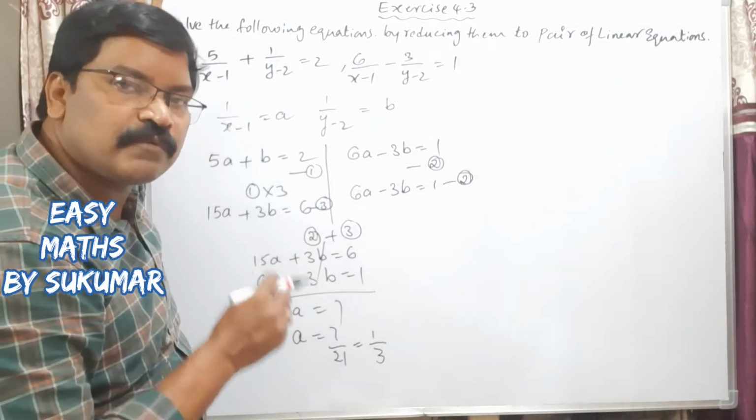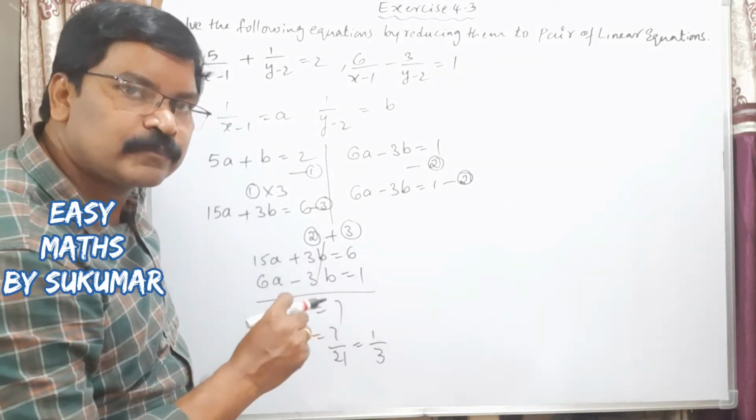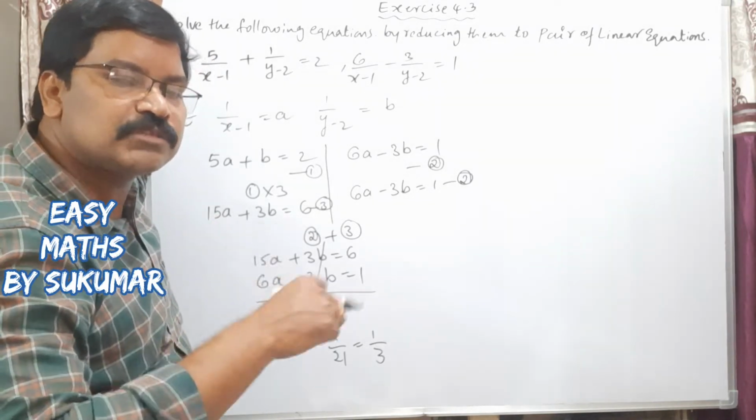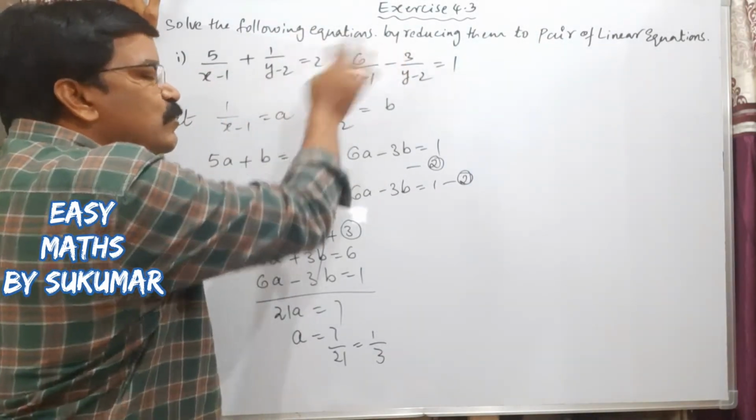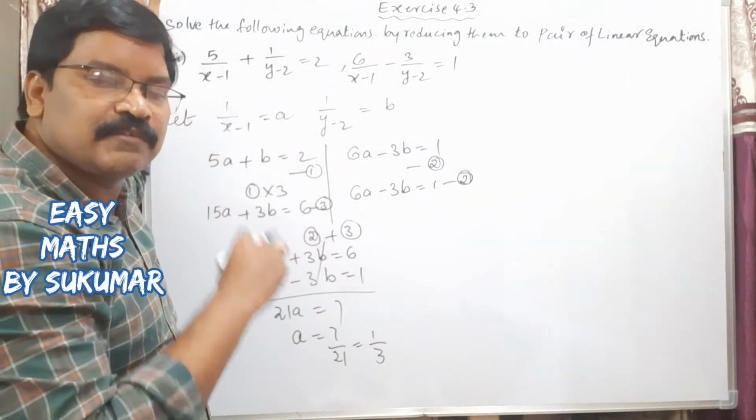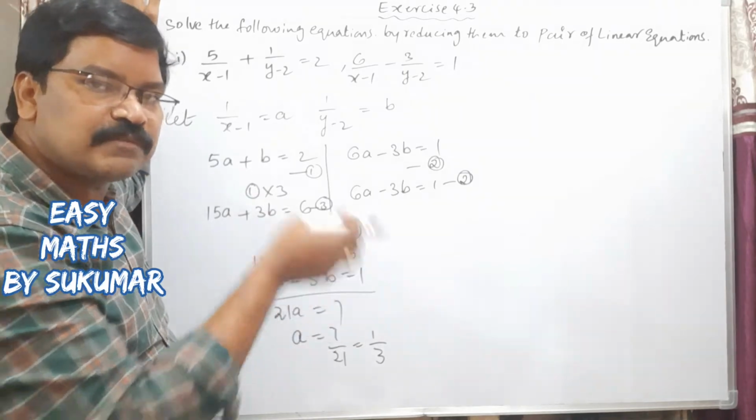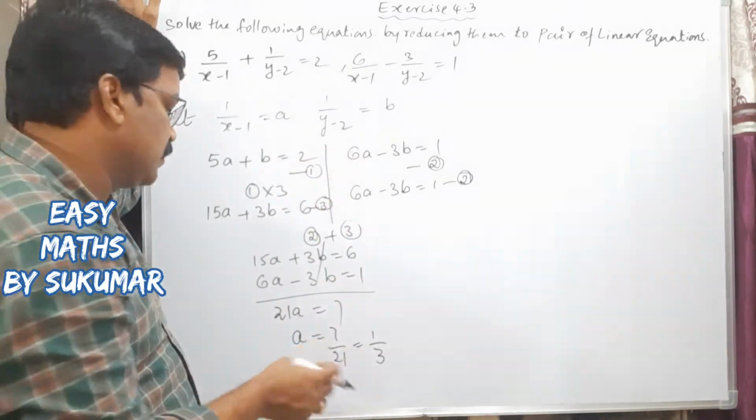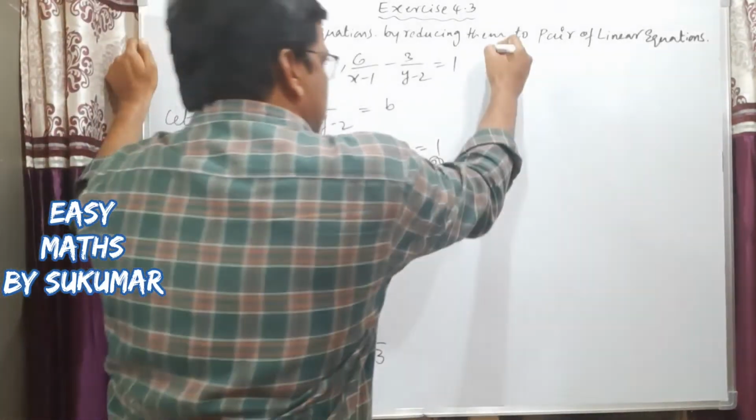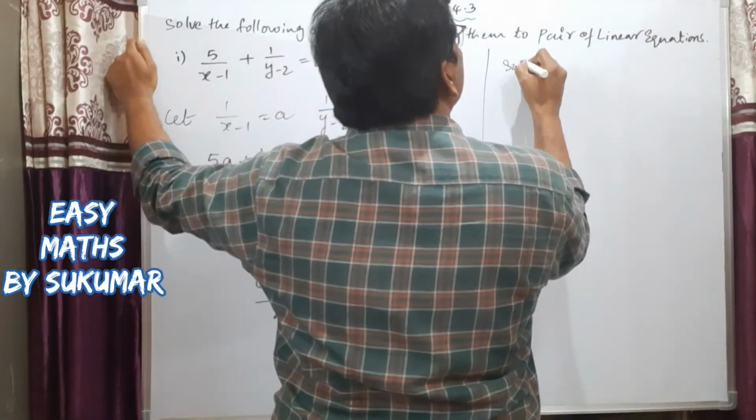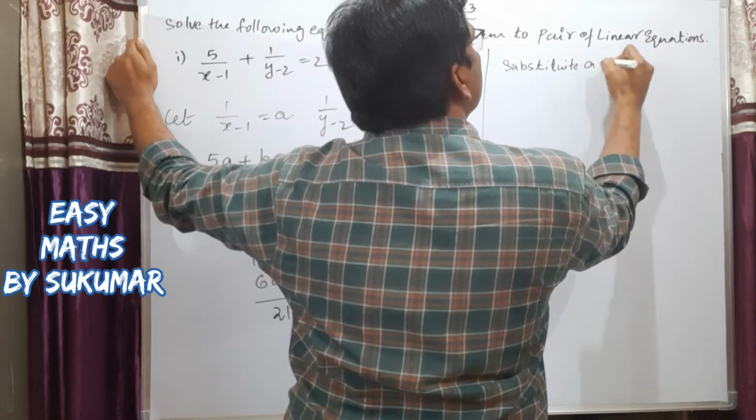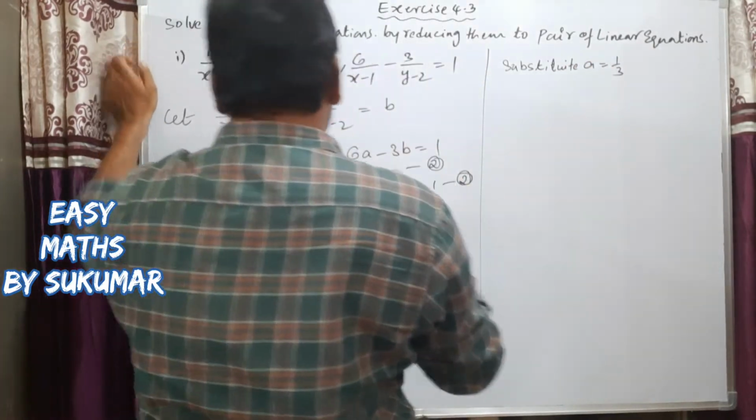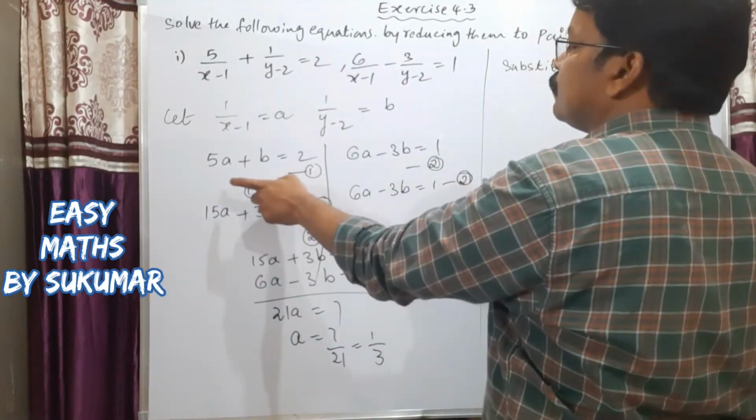So what is the value of a, students? 1 by 3. Okay. Actually we have to find the values of x and y. In both the equations, the variables are x and y. Okay. So this a is equals to 1 by 3. Now substitute a is equals to 1 by 3 in equation 1.